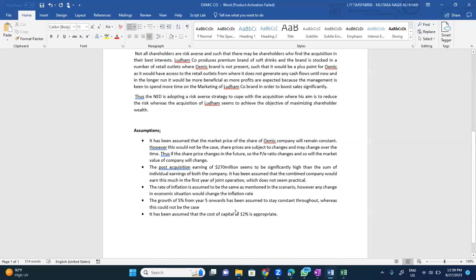Okay. Trade inflation is assumed to be the same as mentioned in the scenario. However, any change in economic situation will change the inflation rate. You will not get any mark for this. It is assumed that the cost of capital is 12%. You will not get any mark. You have to challenge the assumption. On what basis is it written? Like the above one is correct. Growth of 5% from year 5 onwards has been assumed to stay constant, whereas this could not be the case. Although you haven't explained it, still your intention is to challenge the assumption.